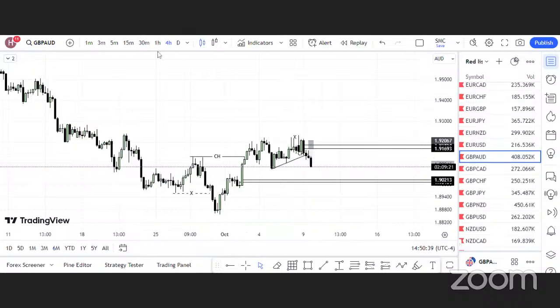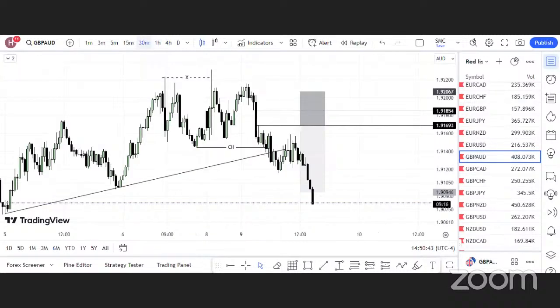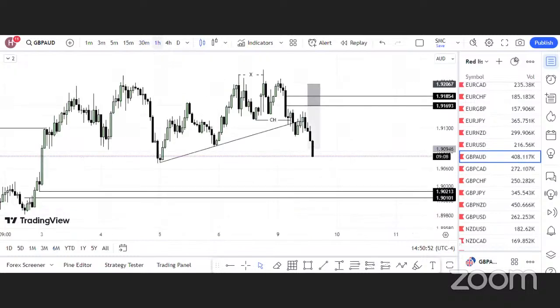I think I took this trade. Okay, it didn't get triggered.